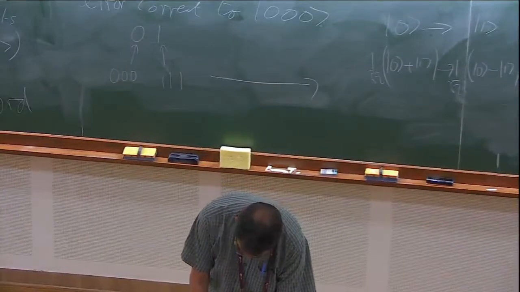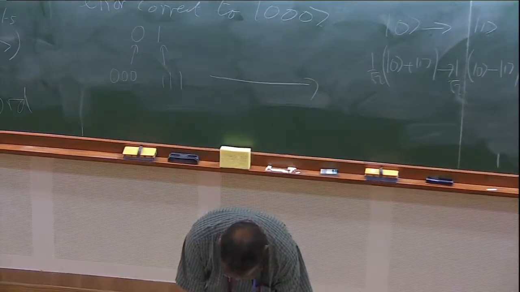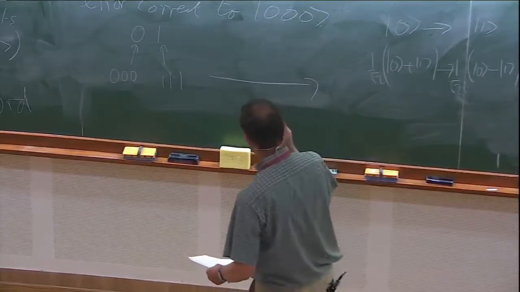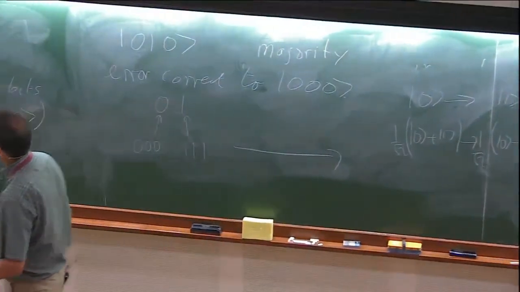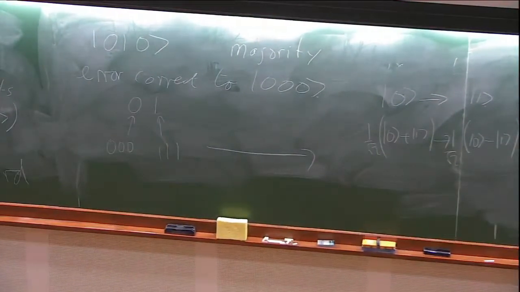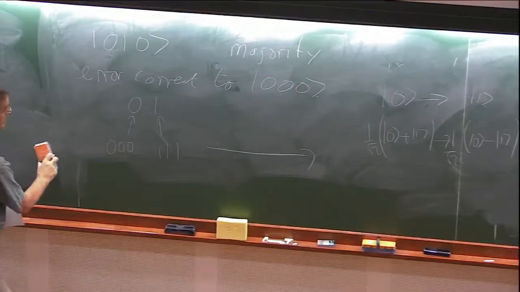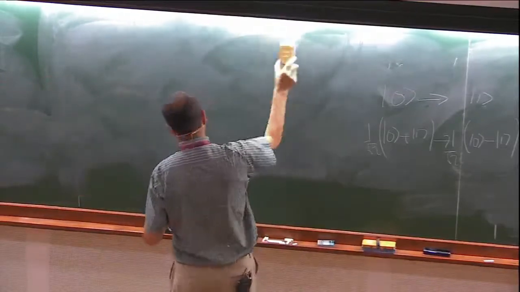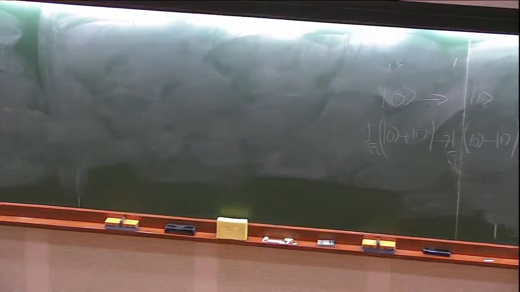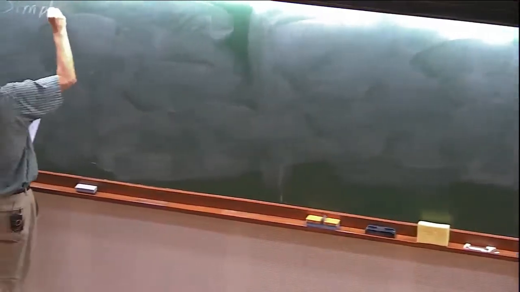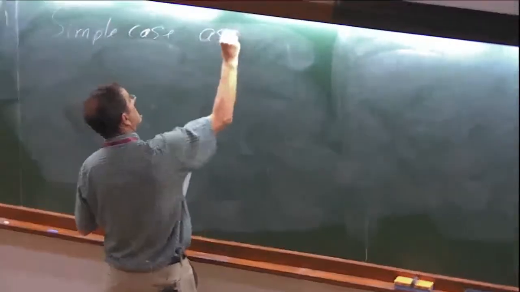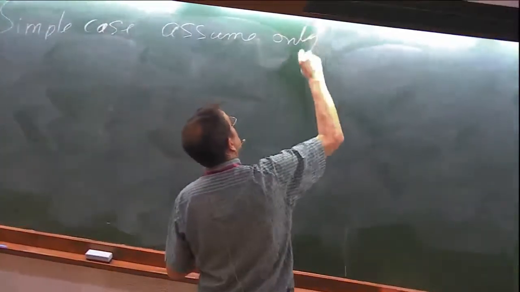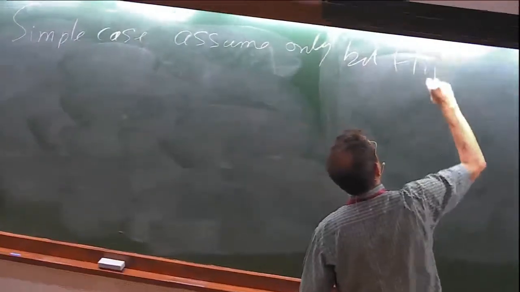Well, let's start to see what we can do. How can we overcome these problems? So we're going to start off with a simple case where we're going to just assume the only errors are bit flip errors, same as classically. Once we've done that, it will be not as difficult as you think to figure out how to correct for phase errors. Okay. So we're going to take a simple case where we assume only bit flip errors.